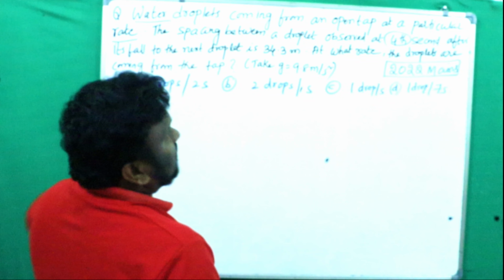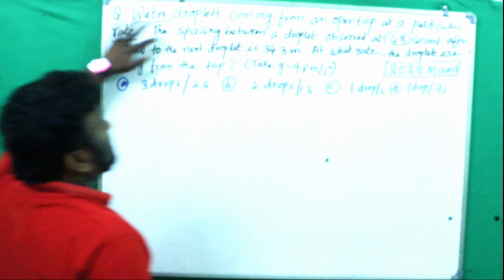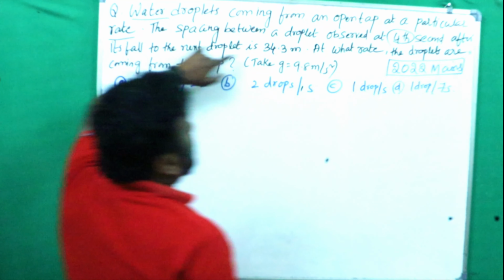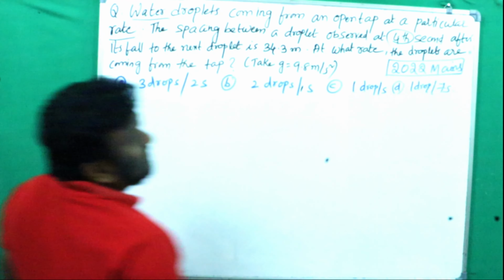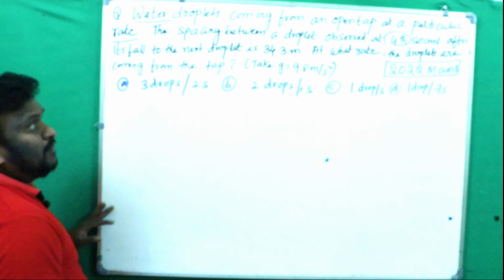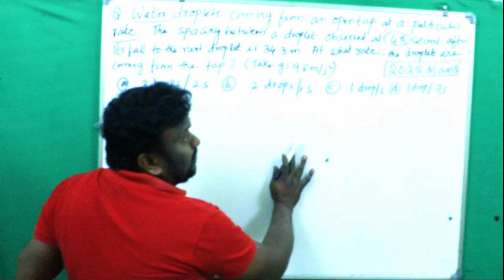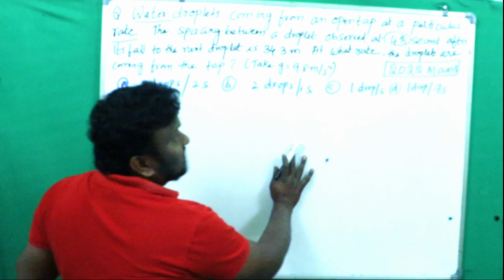So here one problem is there on board. Look here. Water droplets are coming from an open tap at a particular rate. The spacing between a droplet observed at the 4th second after its fall and the next droplet is 34.3 meters. At what rate are the droplets coming from the tap? Take g equals 9.8 meters per second squared, and this question was given in JEE Mains 2022. The options are: 3 drops for 2 seconds, 2 drops for 1 second, 1 drop for 1 second, 1 drop for 7 seconds. That is the question here, children.